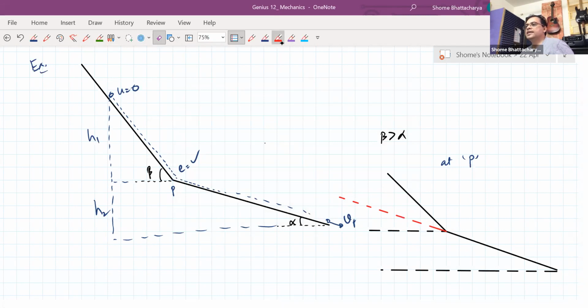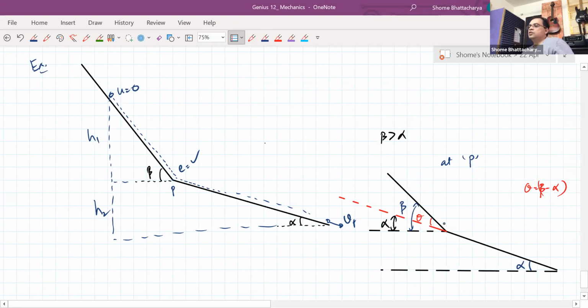So see this angle here, this is the one I'm talking about. Suppose it is theta. You'll realize theta is how much? It is beta minus alpha, because this angle here is alpha and this whole angle here is beta, whereas this angle is alpha.